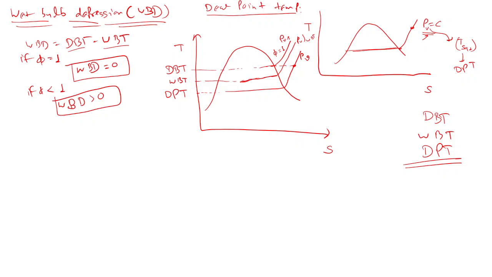Yes. So now you can write one more thing. If phi is less than 1, then what will be the order of the temperatures there? DBT would be highest, right? Then WBT, and then DPT. Is it correct? Yes, sir. And if phi would be 1, then all are equal: DBT, WBT, and DPT.